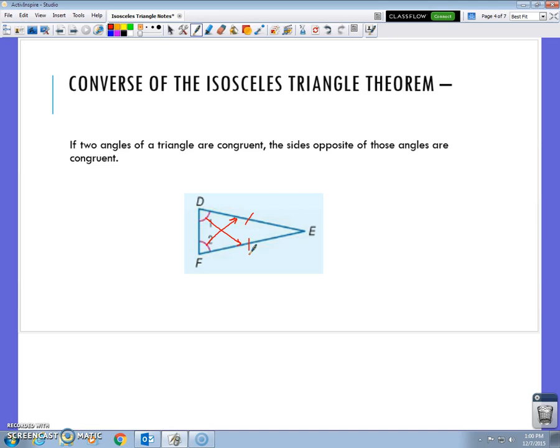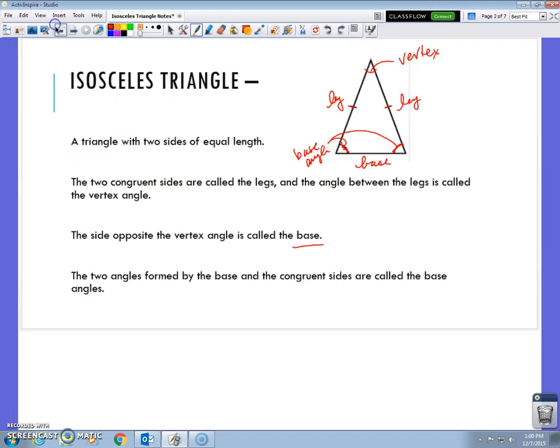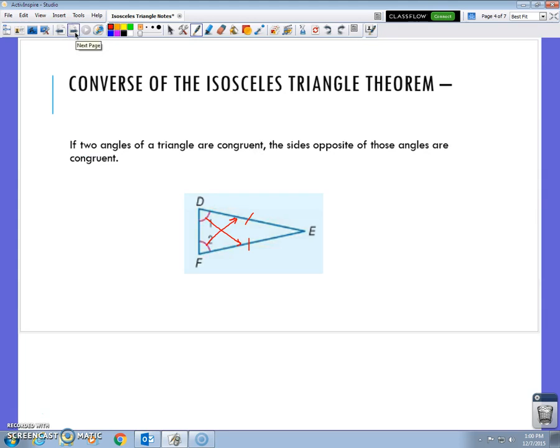The theorem itself starts with the sides, and the converse starts with the angles. Oops, went the wrong way. Starts with the angles. So that's the isosceles triangle theorem and its converse. And let's go ahead and put it to the test here.